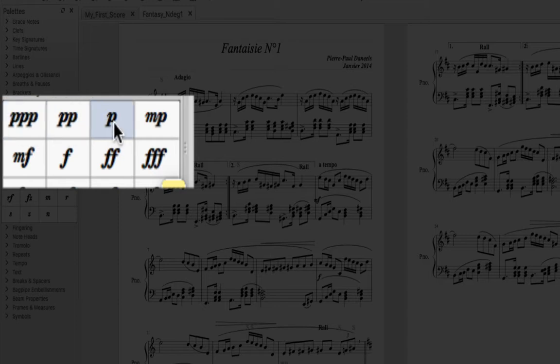So P means piano. P means quiet. Two P's means really quiet. Three P's means really, really, really quiet, right? MP means mezzo piano. Mezzo means kind of, right? So quiet, kind of quiet. A little louder than quiet. Mezzo forte, so F means forte, which means loud. Mezzo forte means kind of loud.